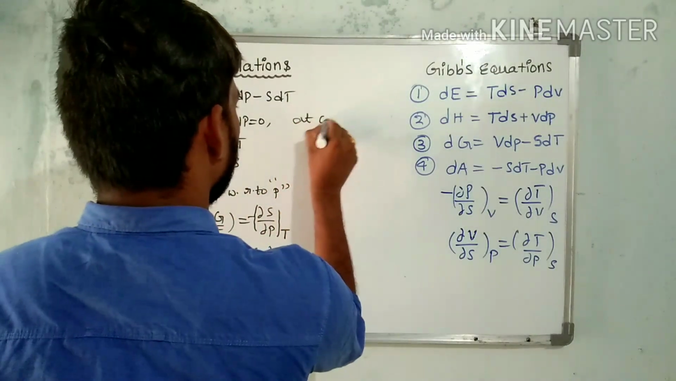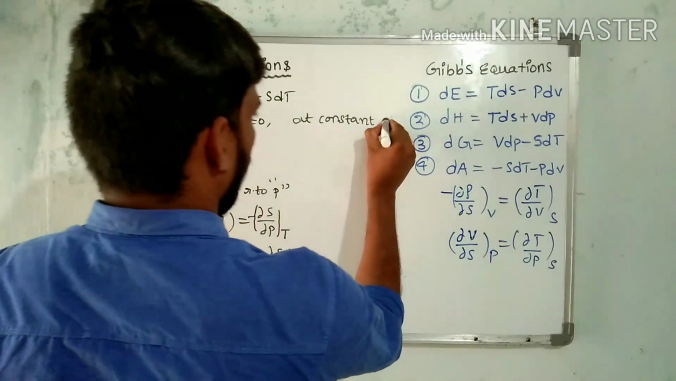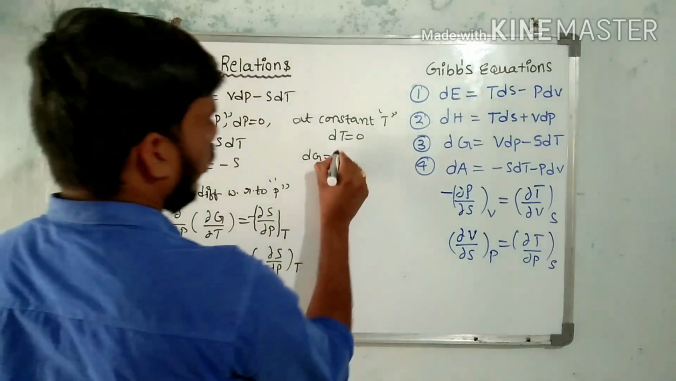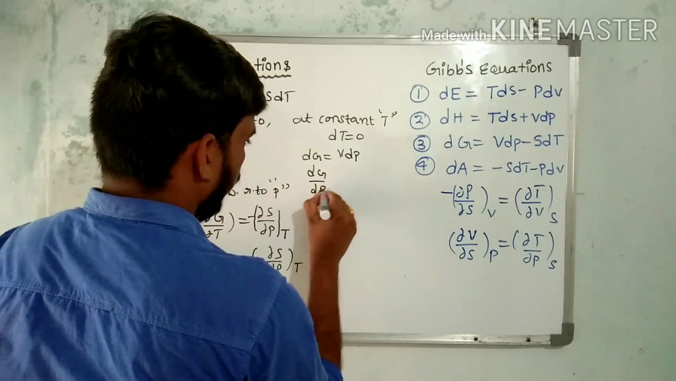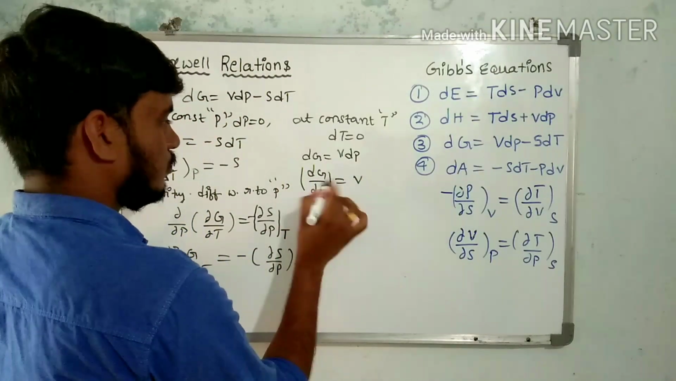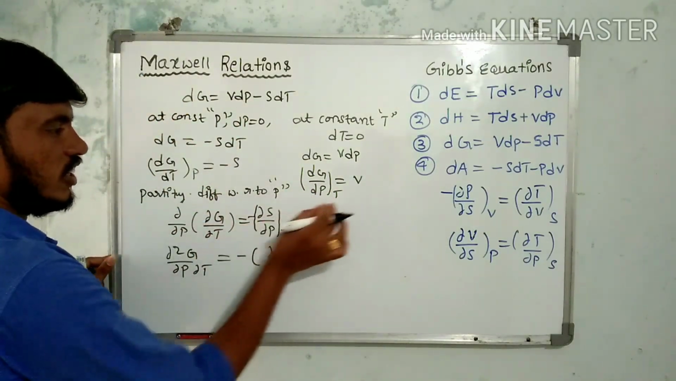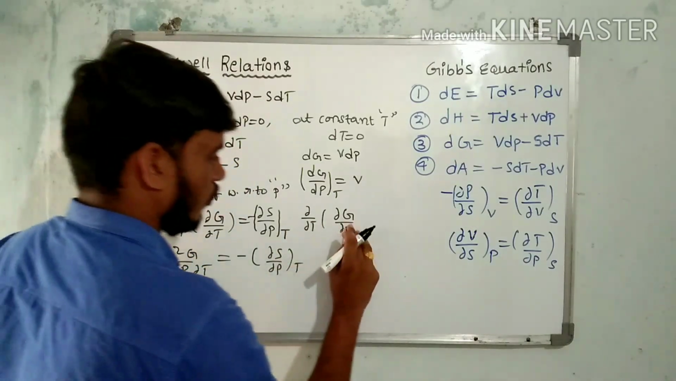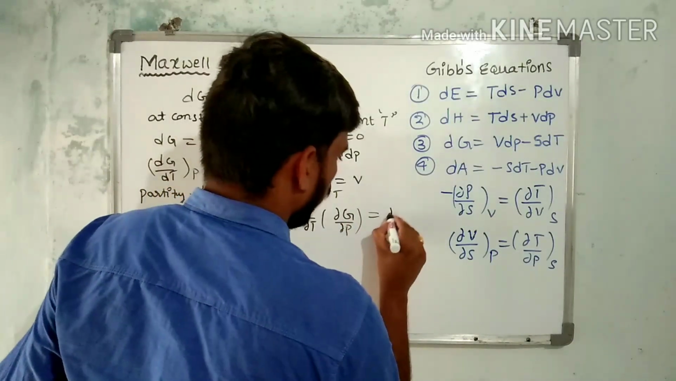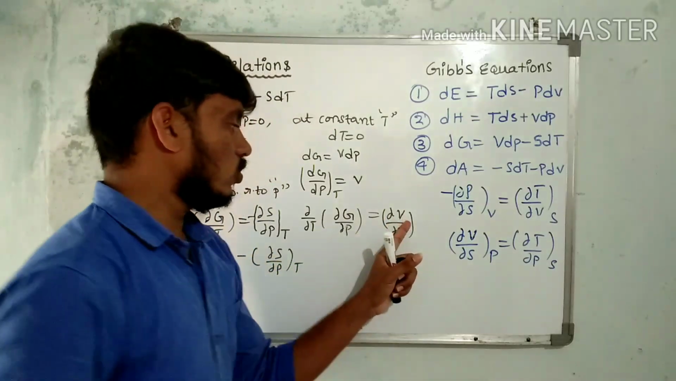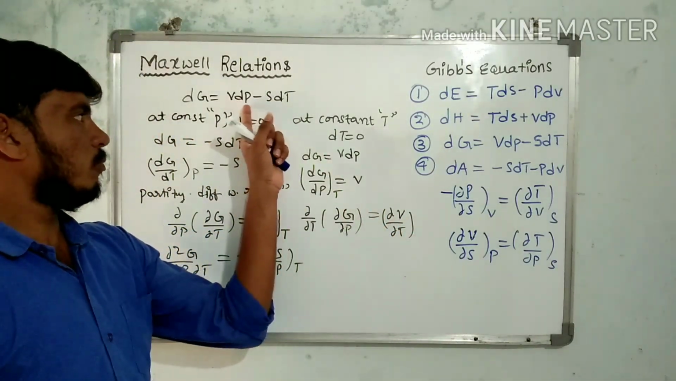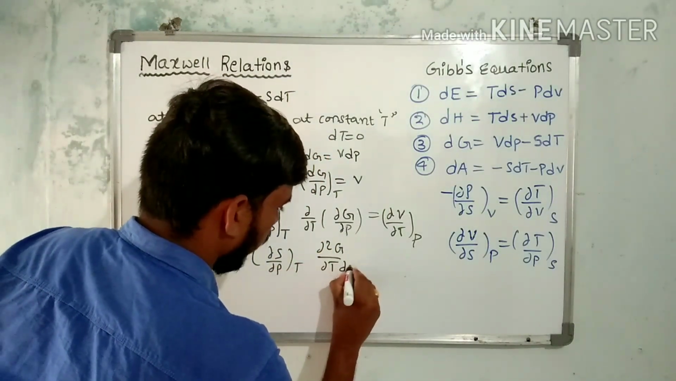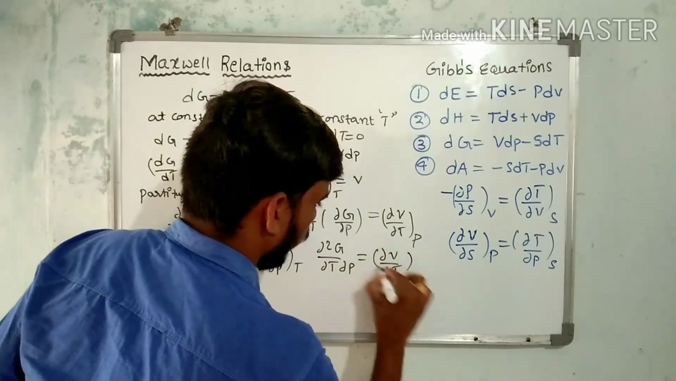Now at constant temperature, dT equals 0. So dG is equal to VdP, the other term being 0. Now ∂G/∂P equals V. This expression is at constant T. Now partial differentiation with respect to T: ∂/∂T of ∂G/∂P equals ∂V/∂T, with subscript P. Now ∂²G/∂T∂P is equal to ∂V/∂T at constant pressure.